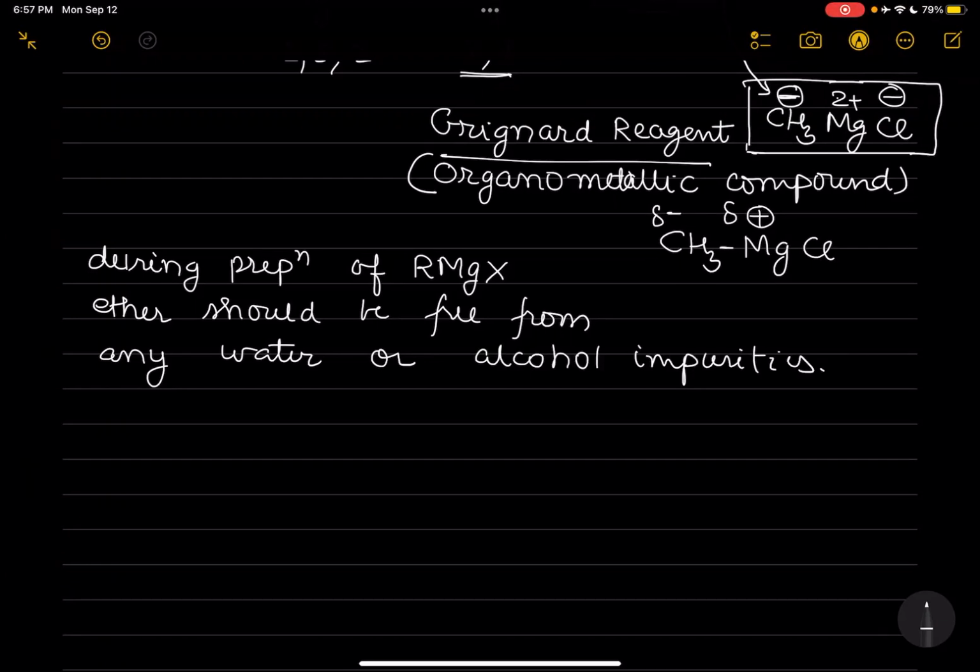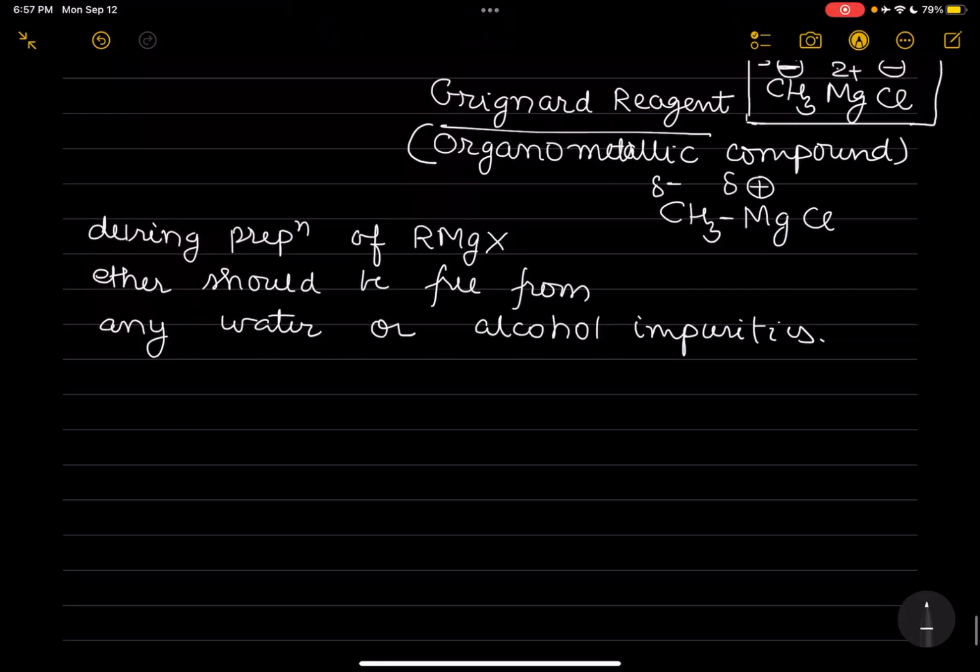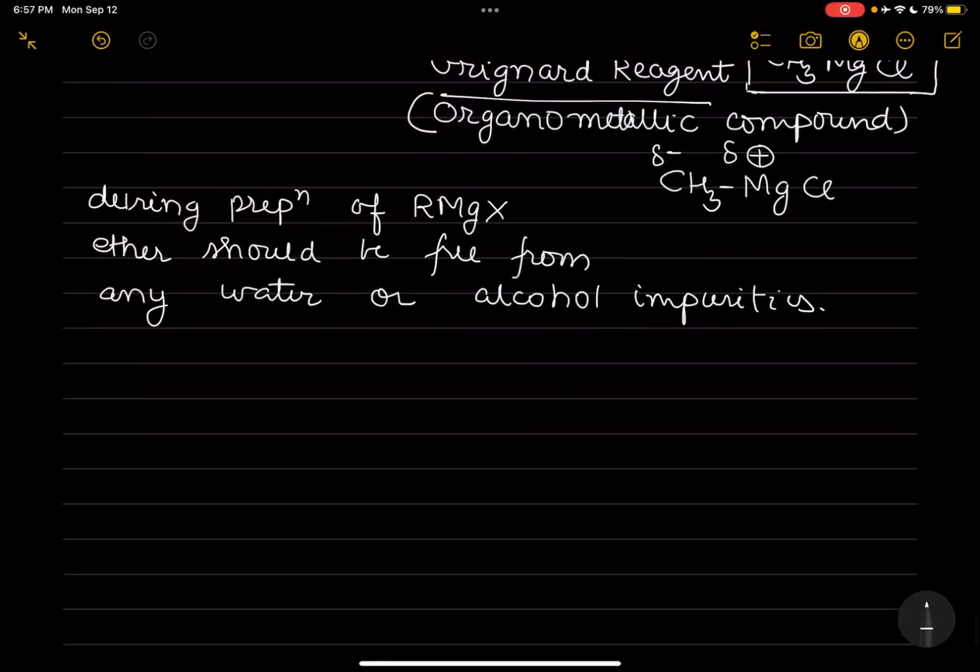So ether should be free from any alcohol or water impurities. It is because R is there, magnesium and halogen. Halogen is having a minus charge, R is having a minus charge, and magnesium is having a +2 charge. You can think in this way. So this R minus.